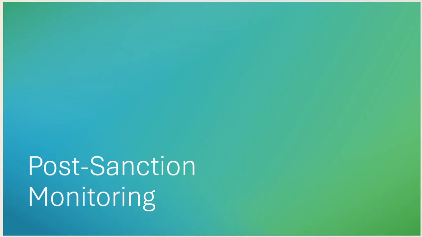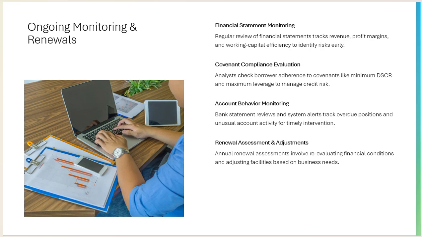Once the loan is disbursed, the lender will need to monitor the loan status, the performance of the borrower, and their credit risk assessment. The lender will check the probability of default, loss given default, and exposure at default, and accordingly the interest rate will apply. So this covers financial statement monitoring, covenant compliance evaluation, account behavior monitoring, and renewal assessment and adjustment.